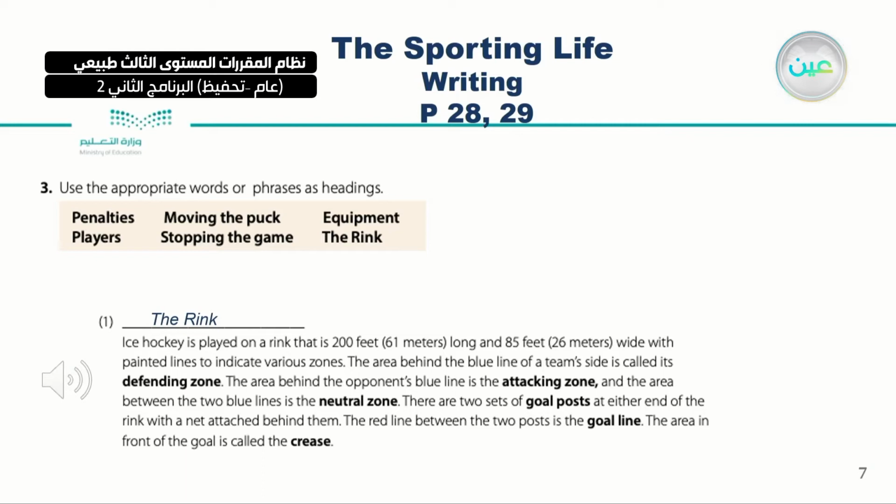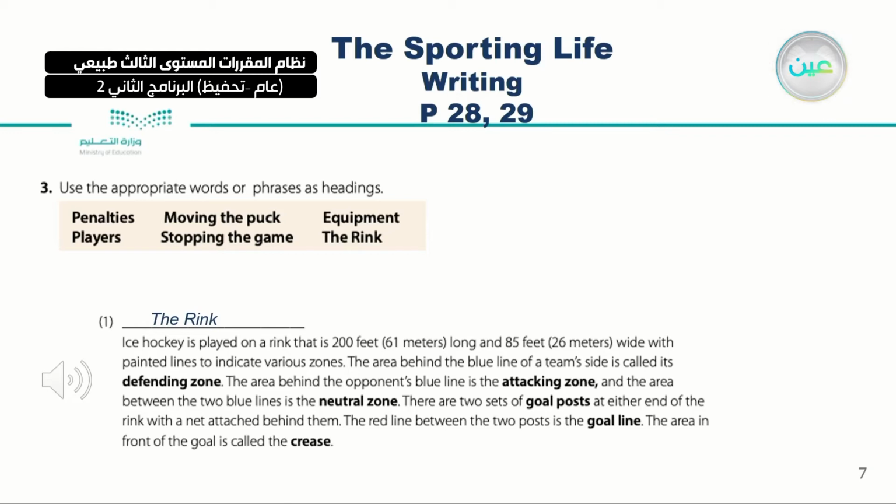Page 28. 10. Writing. 1. Ice hockey is played on a rink that is 200 feet, 61 meters, long, and 85 feet, 26 meters, wide, with painted lines to indicate various zones.